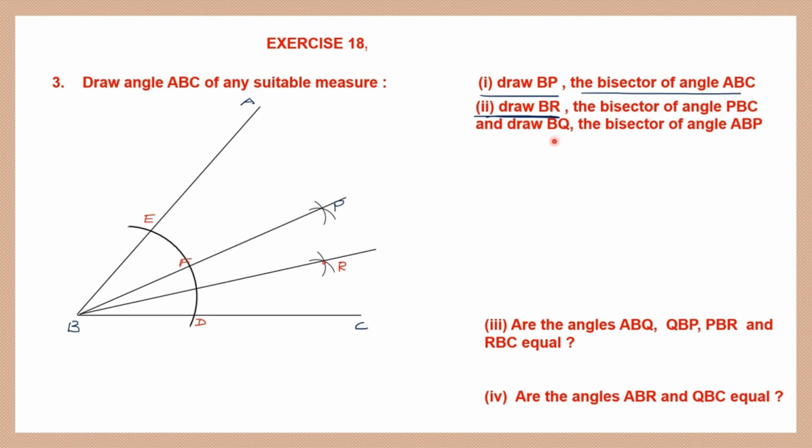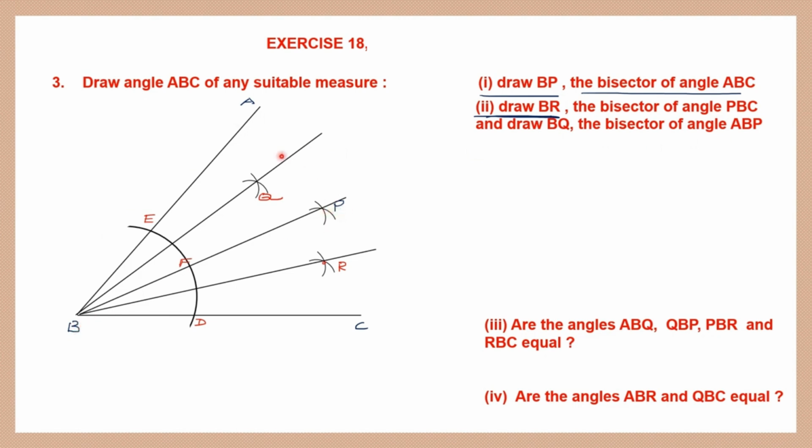And draw BQ. That means from B, we're going to draw one more bisector BQ. That is the bisector of angle ABP. So we are taking this portion, we are going to bisect this angle. So for that, we place a compass needle at F and draw an arc, and at E and cut that arc. So we have one arc and one more arc which is cut. Now that we are going to name it as Q, BQ. So the point of intersection is Q. Now join BQ. So we have joined it and we have produced it there. So now this is BQ, which is the bisector of angle ABP.